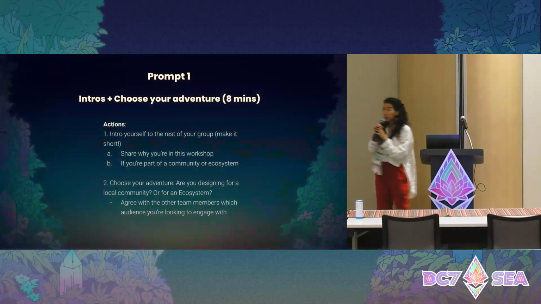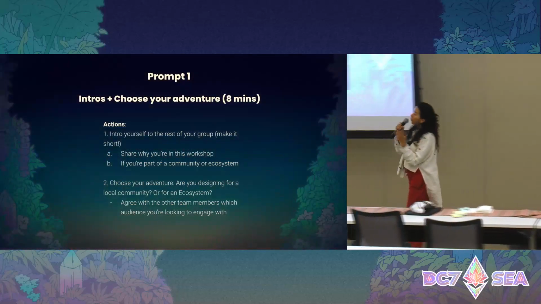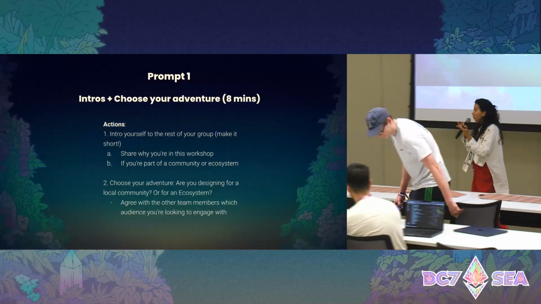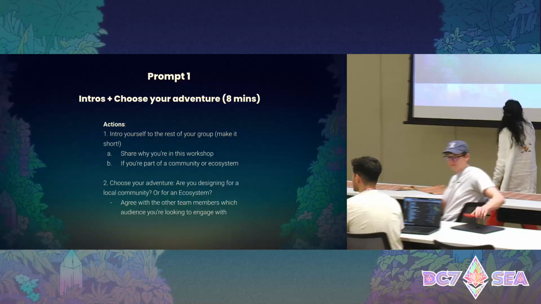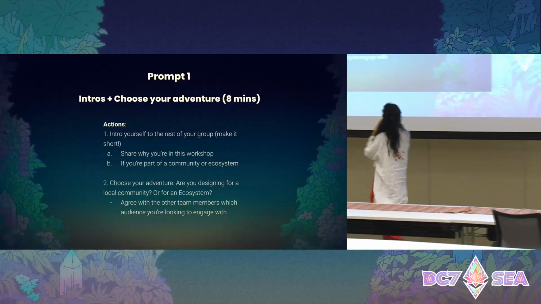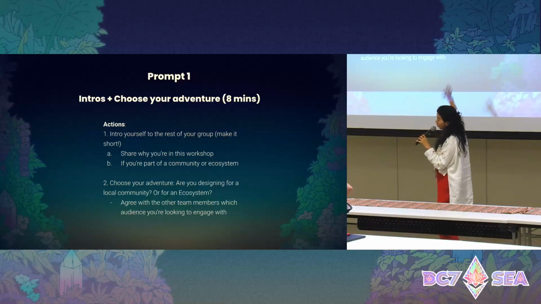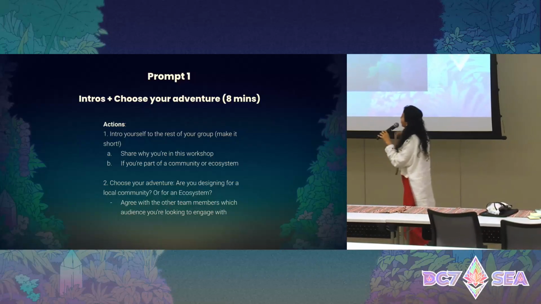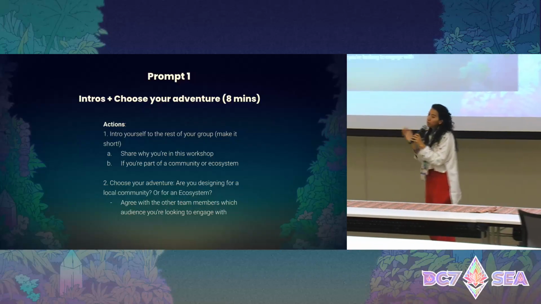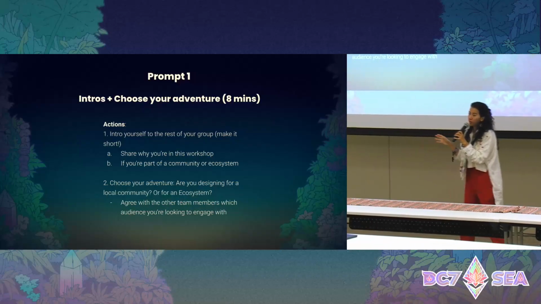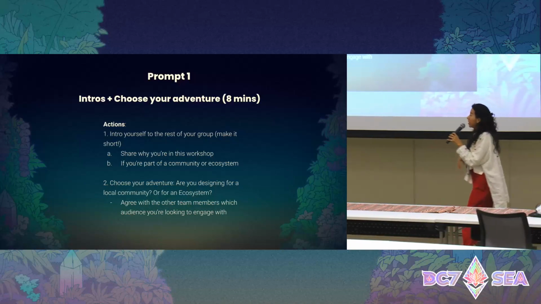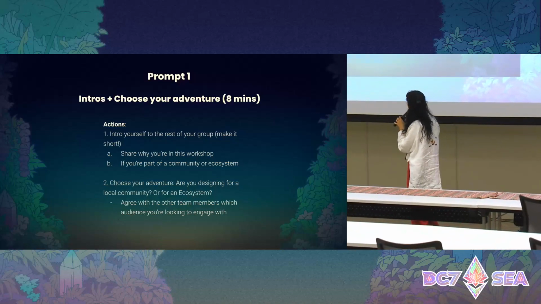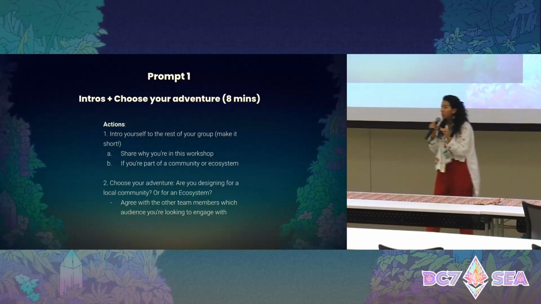And so the first prompt is, we're going to ask you to introduce yourselves in your group in case you don't know each other. Please make it short because we are going to have 8 minutes for this first prompt. So introduce yourselves and choose your adventure. Choose who you are designing this RetroRound for. Is it for a local community? Is it for an ecosystem? And just agree with the other members of your team which audience you're looking to engage with.